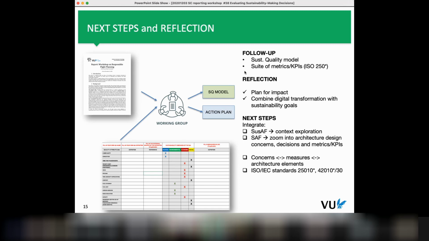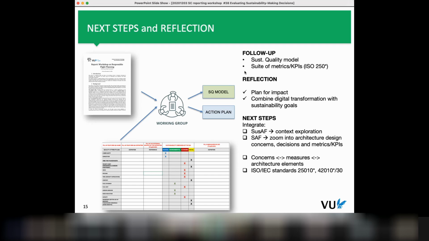so that we start building a suite of metrics and KPIs that can be reusable across multiple versions of the same system, but also within the same domain, hopefully. So on the 18th of this month, of December, we will have a second workshop meant to populate this sustainability quality model for further reuse. In this case, we address the second sub-question, which is how to measure the sustainability impact.